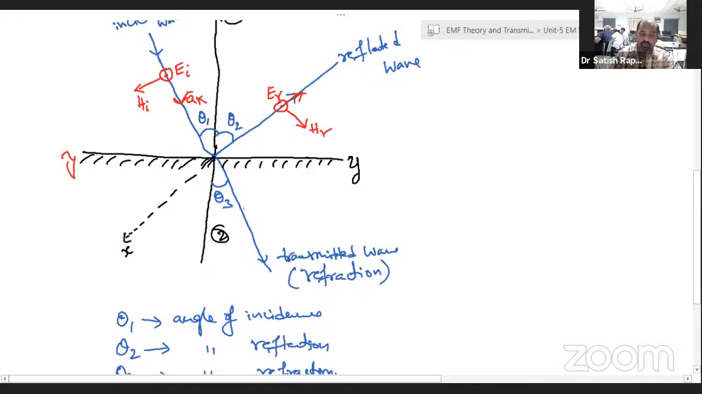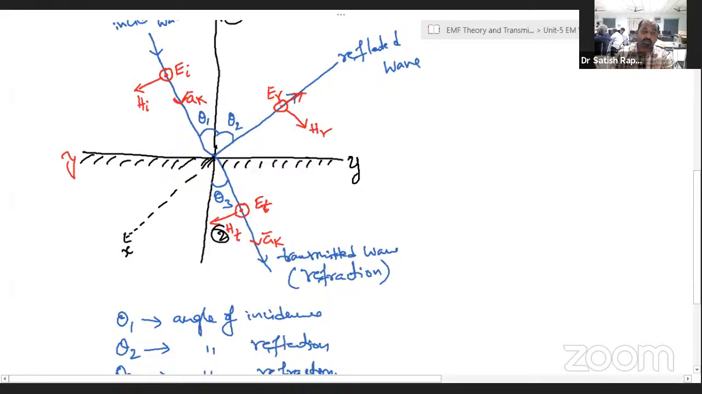Direction of wave propagation is this, right? So similarly, the transmitted wave will transmit as it is, transmitted Et and Ht, and this is the direction of wave propagation, right? So this is how we can indicate the direction of electric field, magnetic field, and wave propagation. So these three are mutually perpendicular, right?